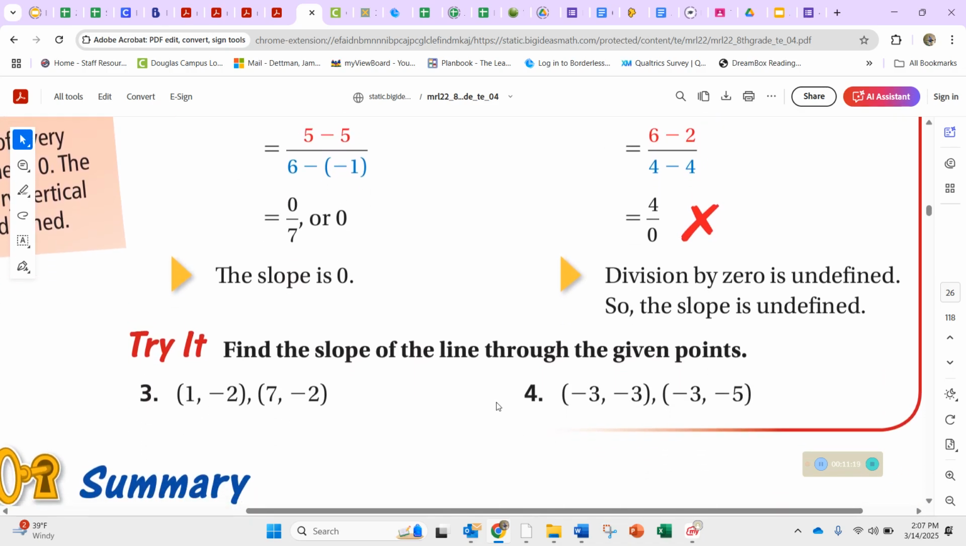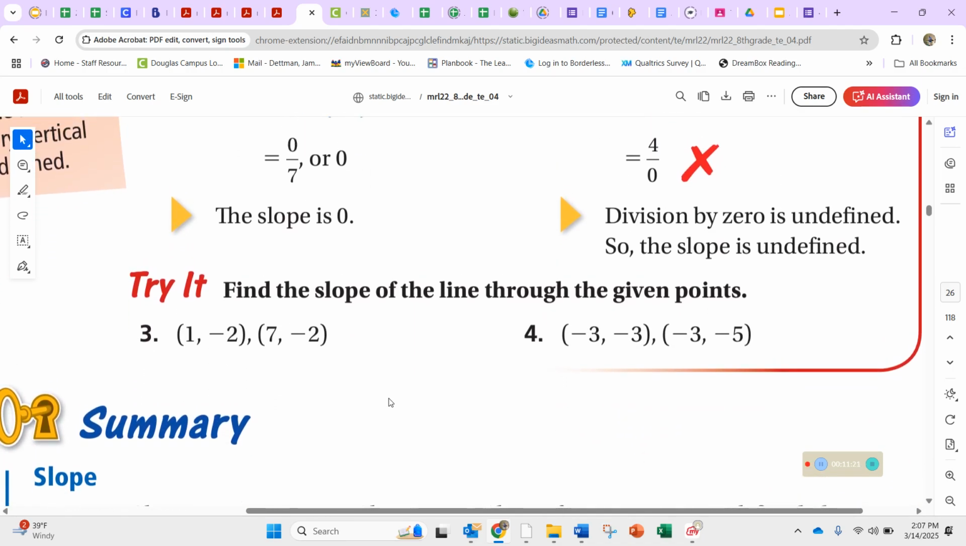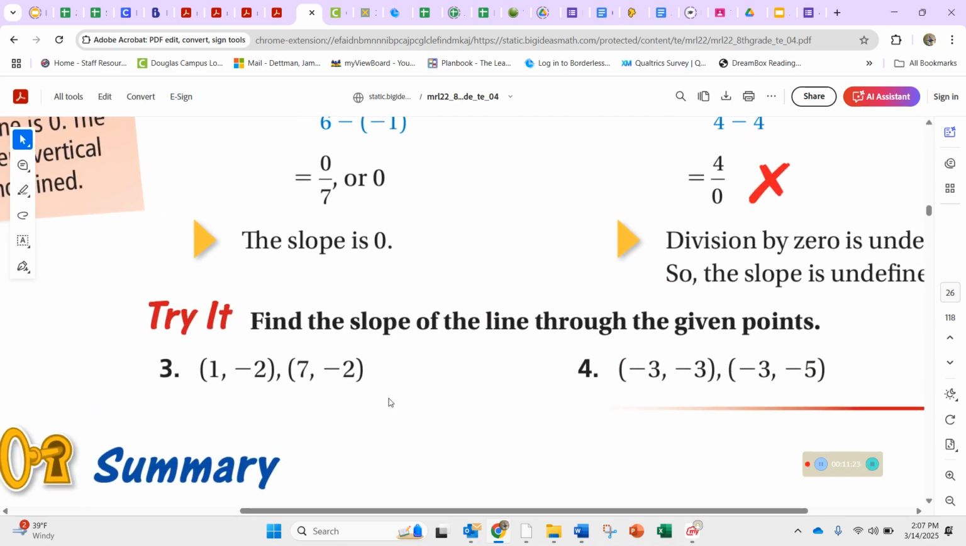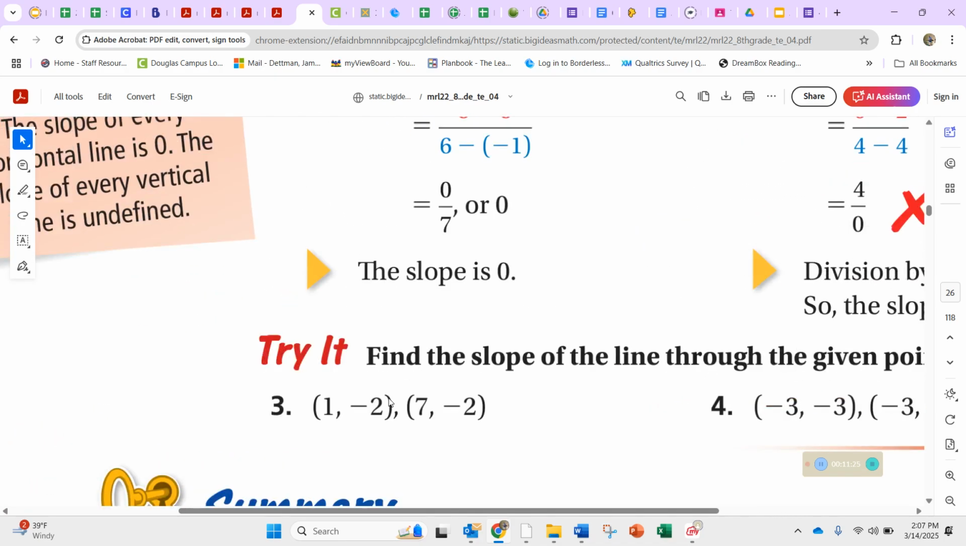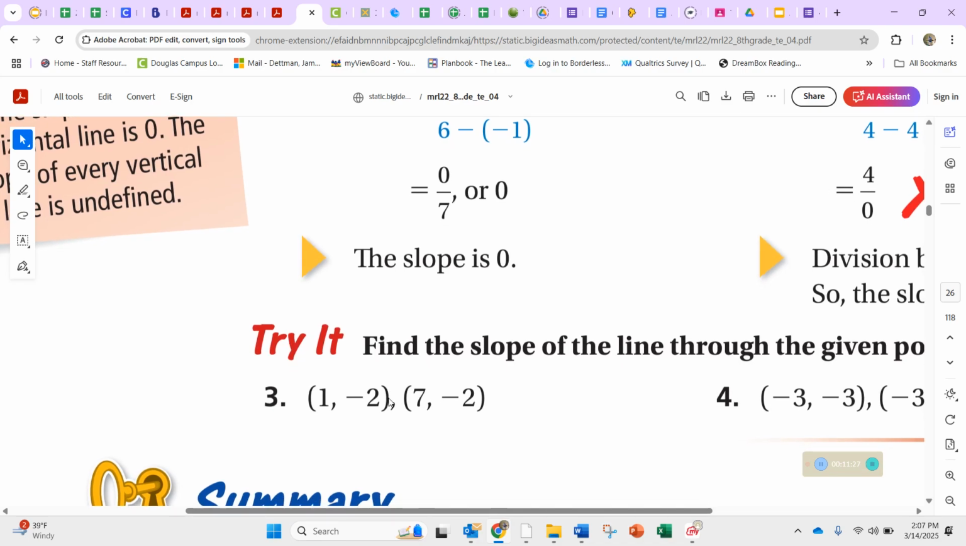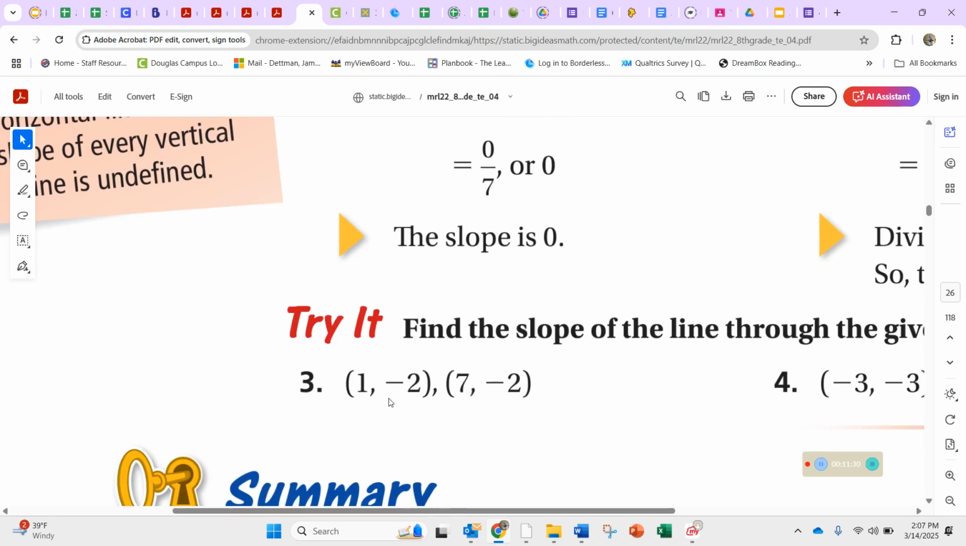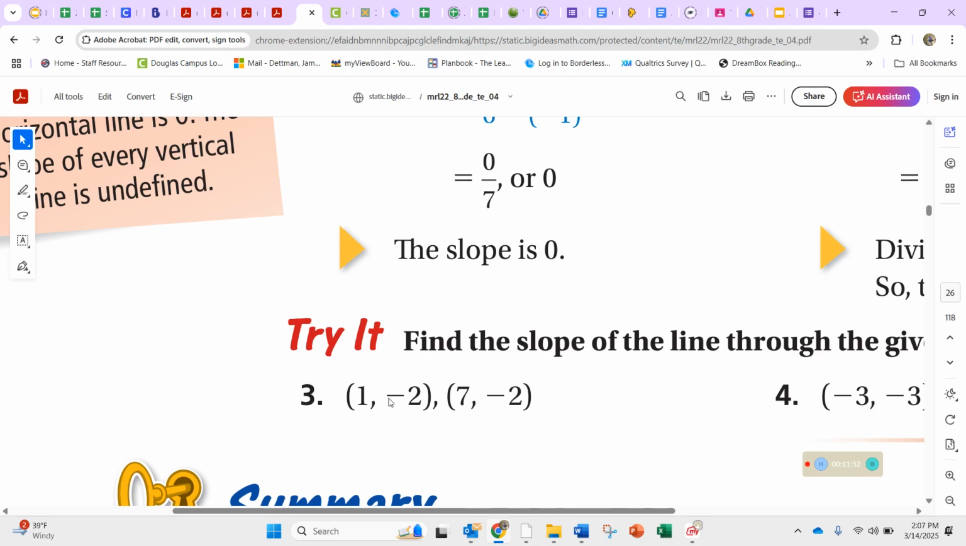Okay, so now we're going to do number 3. I'll have you just do number 3 as a try it, not number 4. So go ahead and graph that. You don't have to graph it, I'm sorry. I need you to use the y2 minus y1. So our y2 is -2, our y1 is -2. So -2 minus a -2, you'd have 0. So start solving that. You should get an answer of 0.